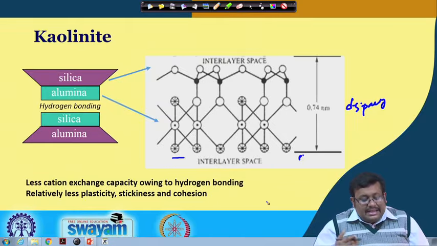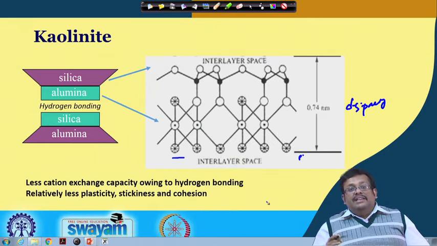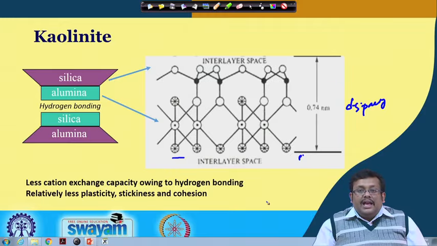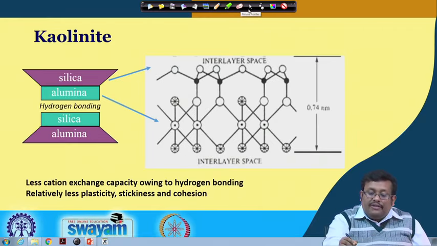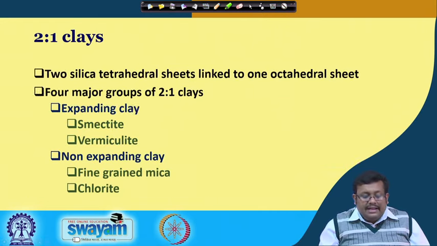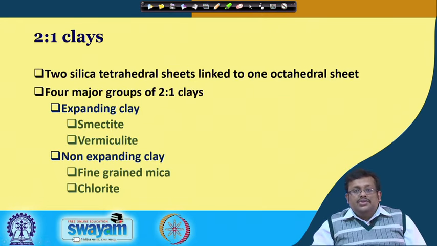So, less cation exchange capacity owing to hydrogen bonding, and relatively it is less, and this kaolinite shows relatively less plasticity, stickiness and cohesion. Okay. So, we have finished the kaolinite. I hope. Then let us go ahead and see what are 2:1 type of clays.